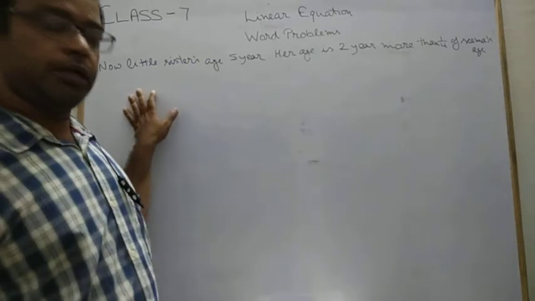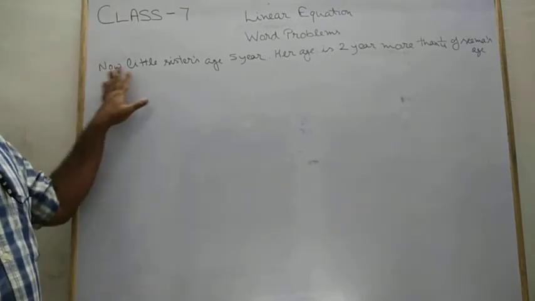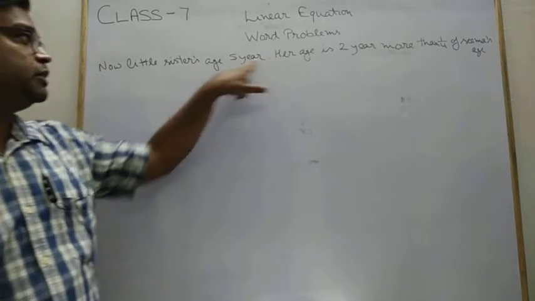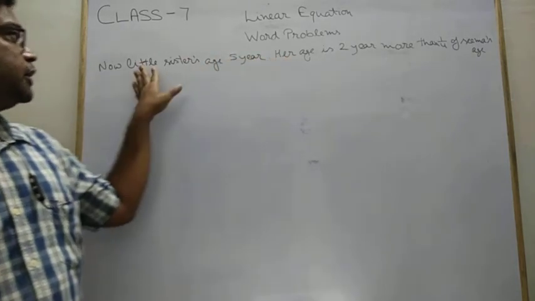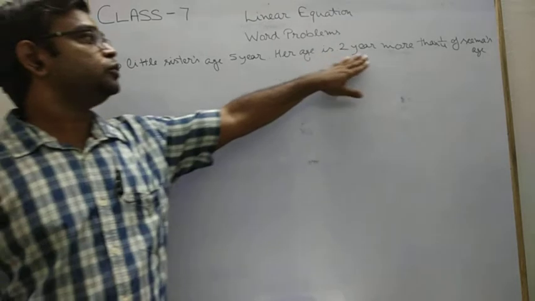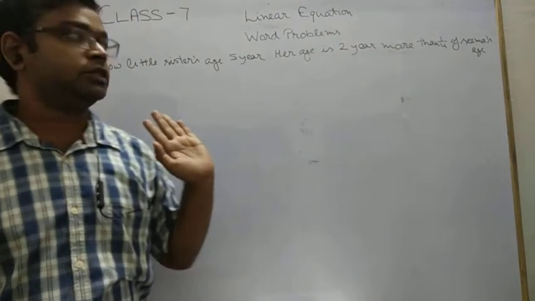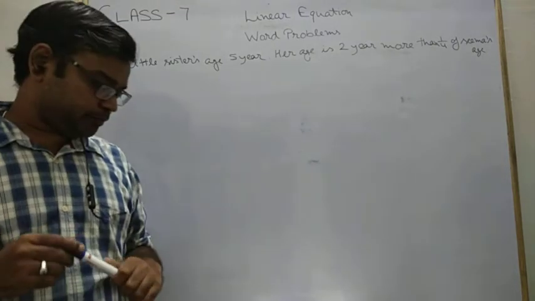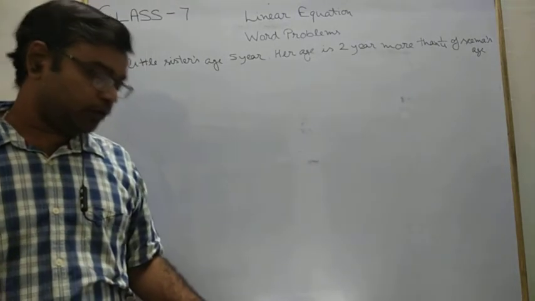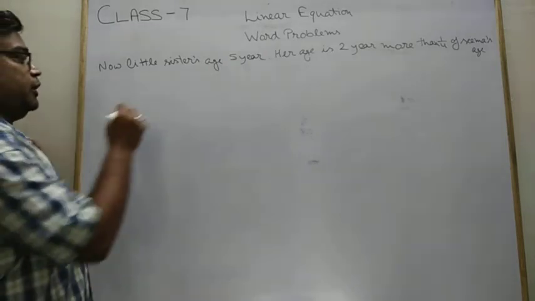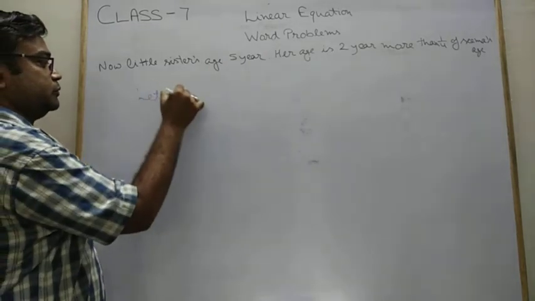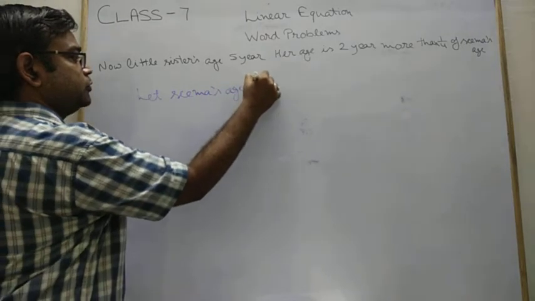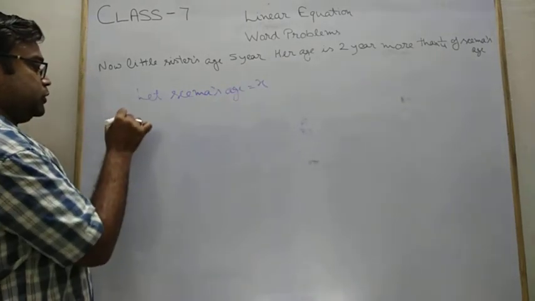Now, age problems. In this question, it says that Seema's little sister's age is 5 years. The sister's age is 2 years more than 1/4 of Seema's age. In this case, the question asks how old Seema is. So let Seema's age equal x.